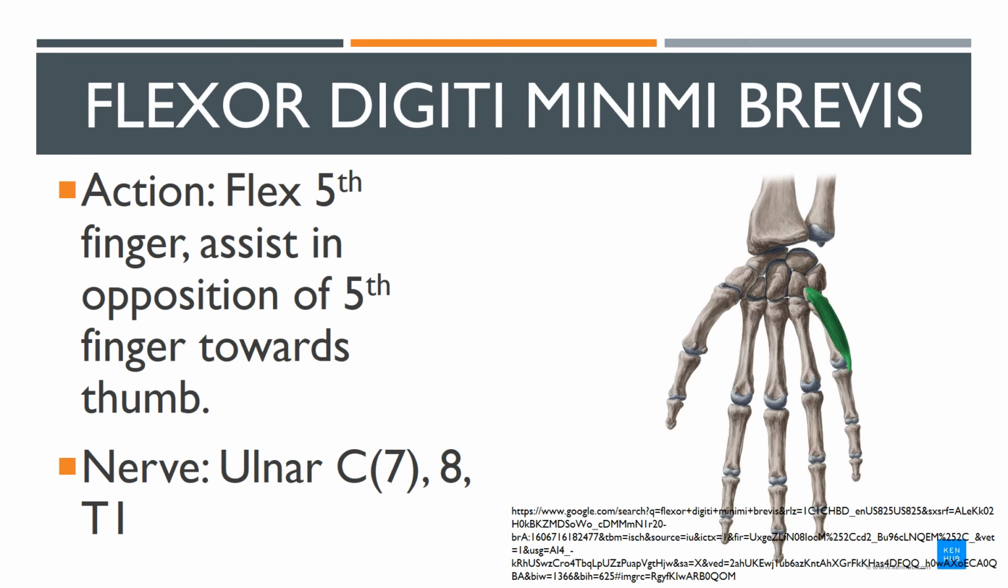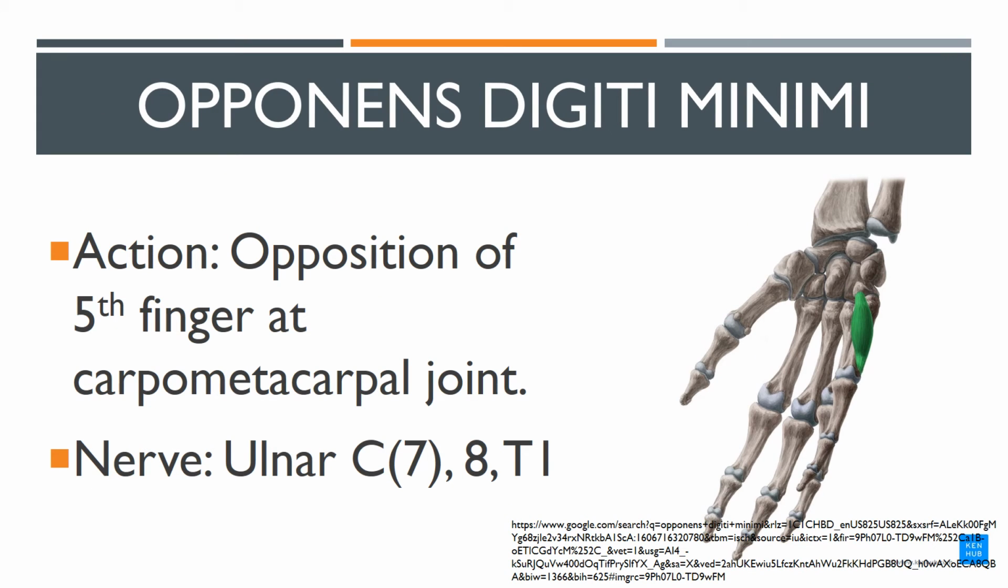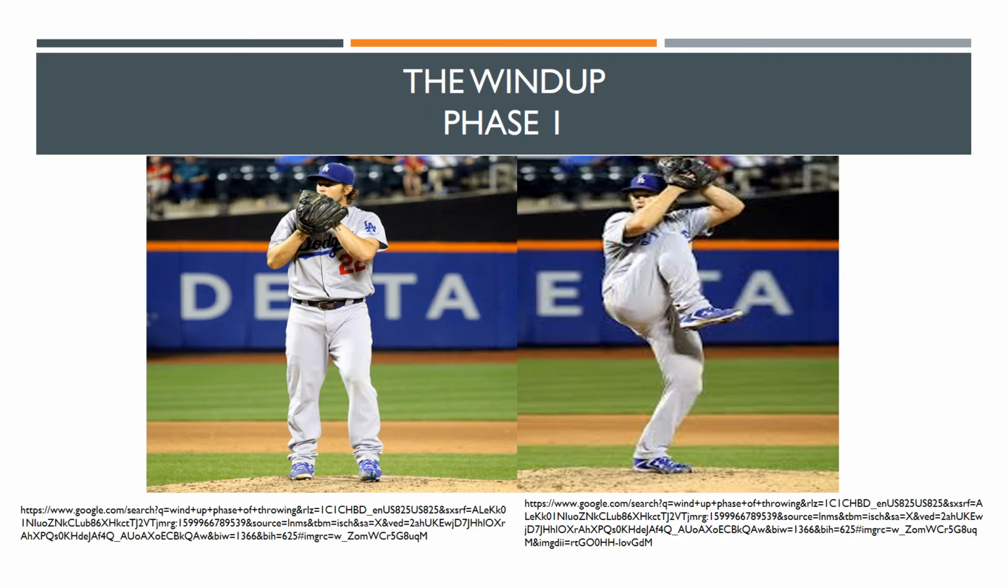Flexor digiti minimi brevis flexes the fifth finger and assists in opposition towards the thumb. The nerve is ulnar C7, 8, T1. Opponens digiti minimi opposes the fifth finger at the carpometacarpal joint, and the nerve is ulnar C7, 8, and T1.